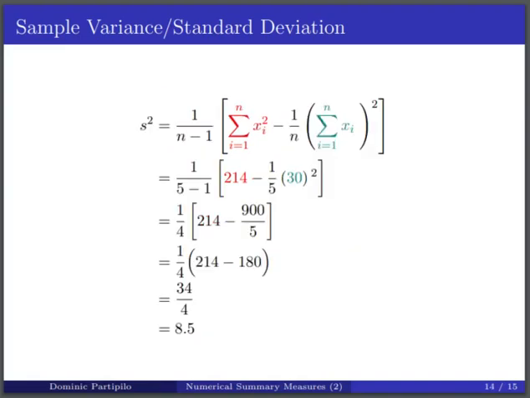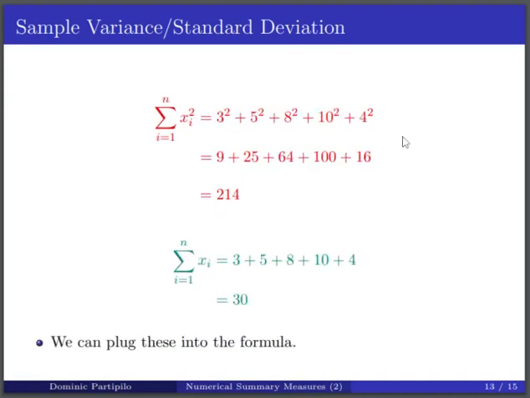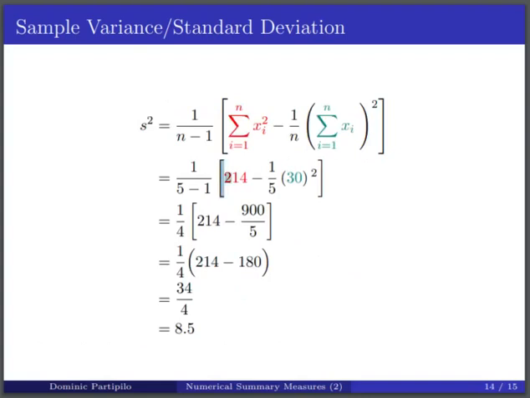So here again is the formula, and now I've highlighted the two sums that were giving us trouble before, right here and right here. And we just figured out what those were. We figured out that the red sum was 214 and that the teal sum was 30. So we could plug those right in. We could plug the 214 right here, and we can plug the 30 in right here. And now the other thing we know is we already know what n is. We know n was 5. So that's another thing that we can plug in.